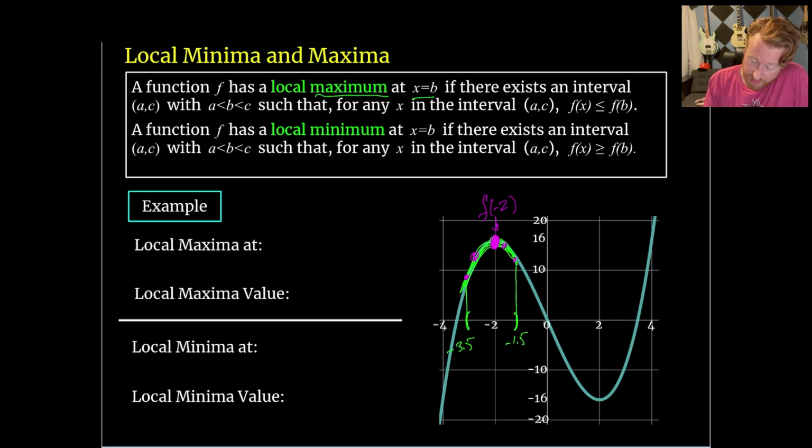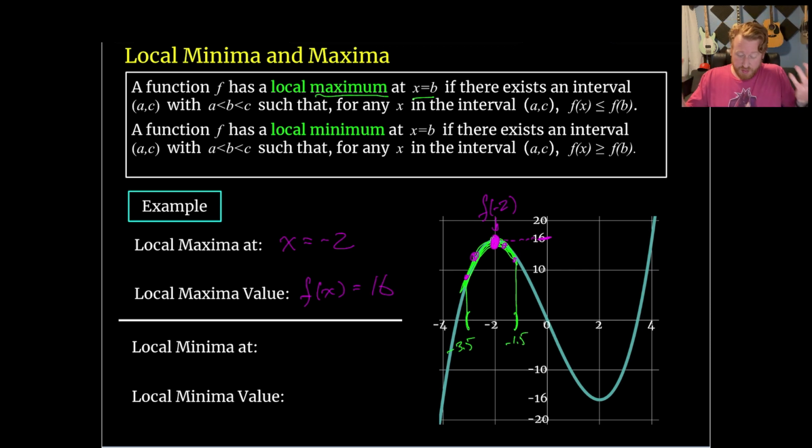So what we see here is that there is a local maximum, and I'm talking about just in this little interval here from negative 3.5 to 1.5, there is a local maximum at x equals negative 2. Now the local maximum value, if I map it across and highlight it on here, goes right about to 16. So the local maximum value is f of x equals 16.